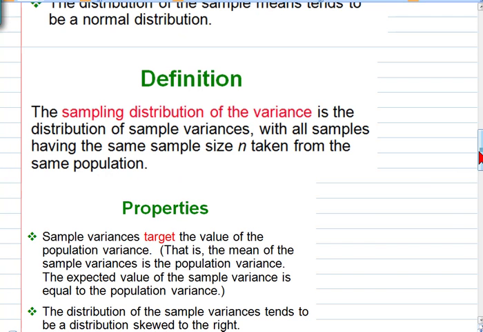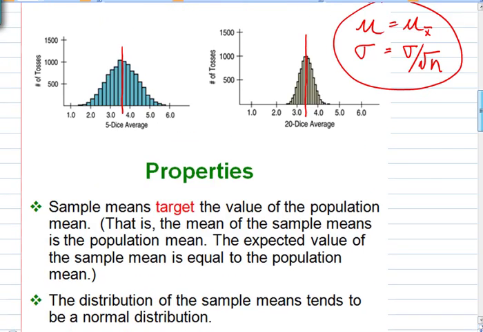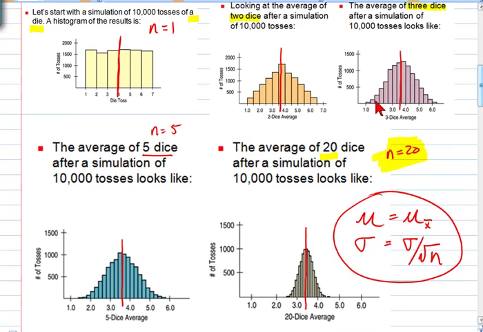The sampling distribution of the variance is the distribution of sample variances, with all samples having the same sample size taken from the same population. So what that means is we could do the same thing here with the variances. I didn't copy those pictures. They're in your book. If all you have is MyMathLab, you can look at the ebook, and it's right at the beginning of section 6.4.